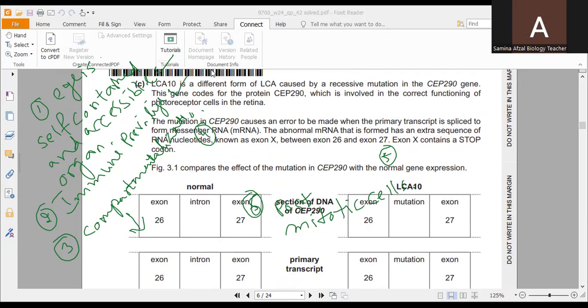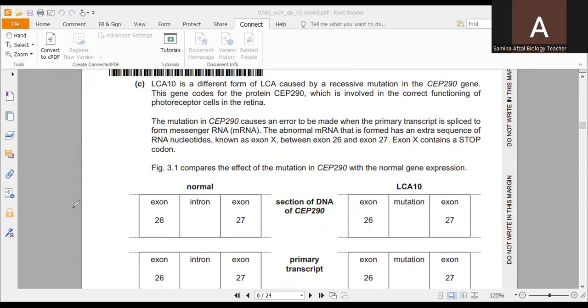Now next is LCA10. In the previous it was LCA2, now it is LCA10. It is a different form of LCA caused by a recessive mutation in the CEP290 gene. This gene codes for the protein CEP290, which is involved in the correct functioning of the photoreceptor cells in the retina. So these are the different genes responsible.